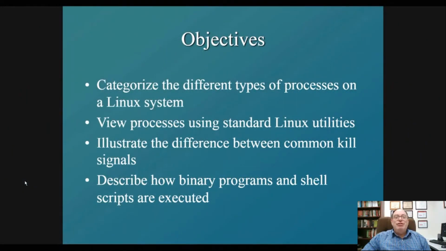First, let's take a look at the objectives of what I would like this video to cover. First of all, I would like to categorize the different types of processes that run on a Linux system. I would like to talk a little bit about viewing the processes using standard Linux utilities, and these could be a little distro specific, but it's more or less common across the distros that are available today. I want to illustrate the differences between common kill signals. That sounds a little harsh, kill, but kill basically means stopping a process for whatever reason you have to stop a process. And I want to describe a little bit about how binary programs and shell scripts are actually executed and how they could become processes in and of themselves.